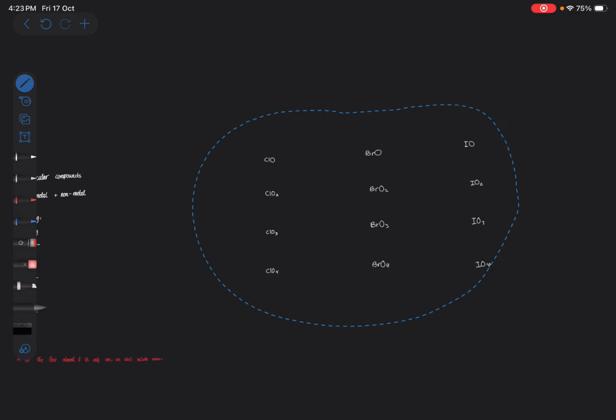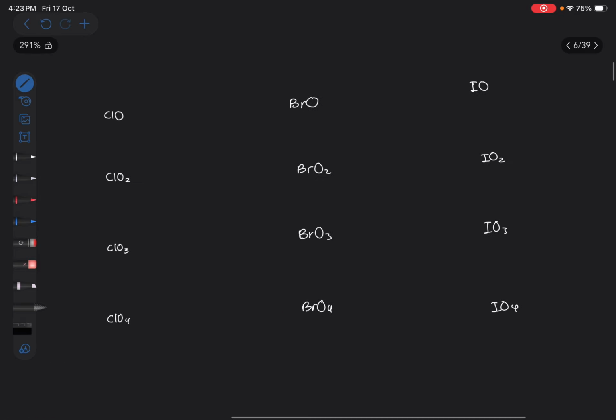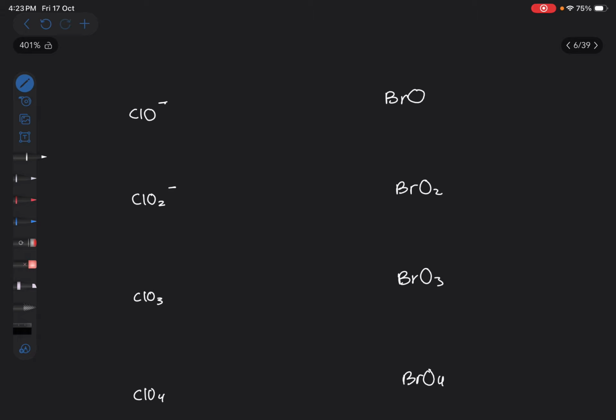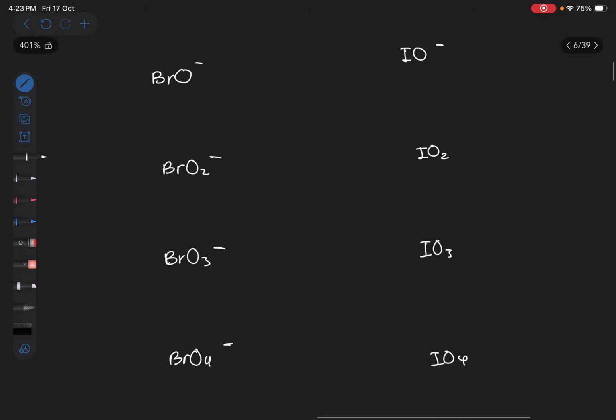And ions have charges. So what's the charge on all of these? The halogens, they have a charge of -1. All of the halogens, so negative for every one of them.